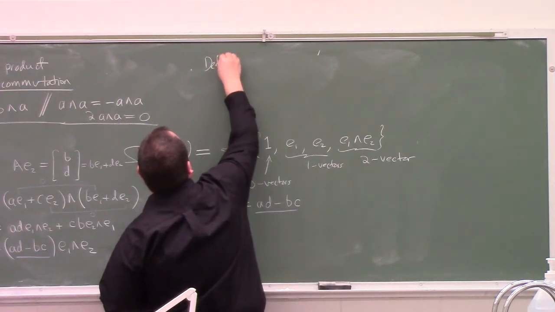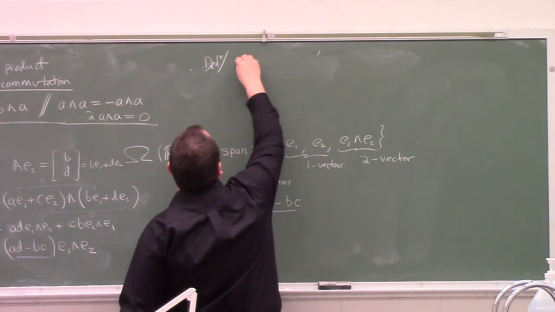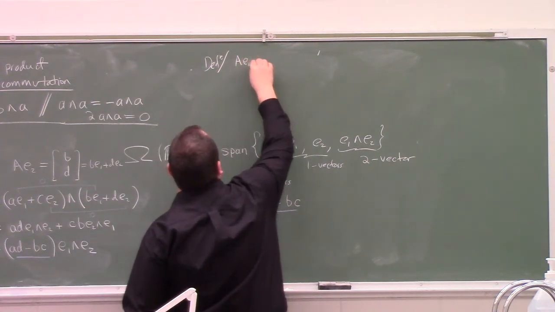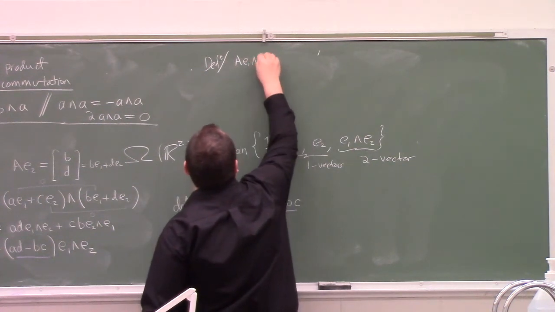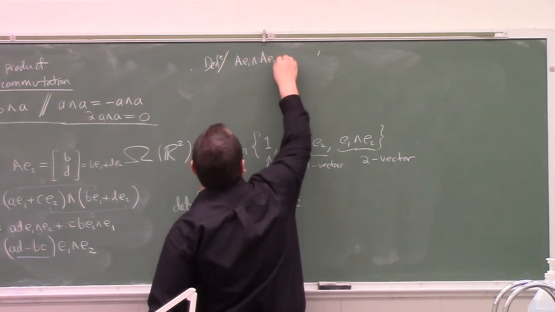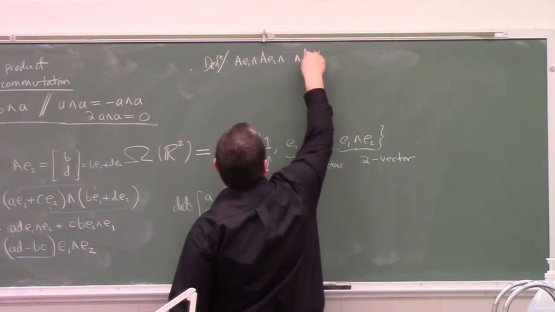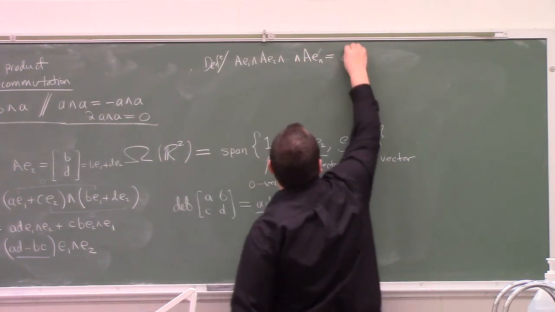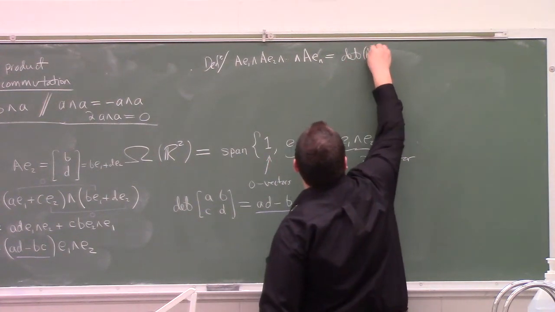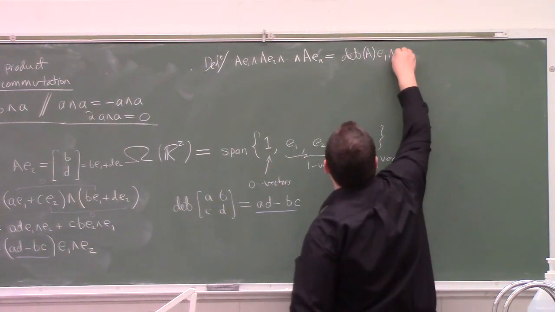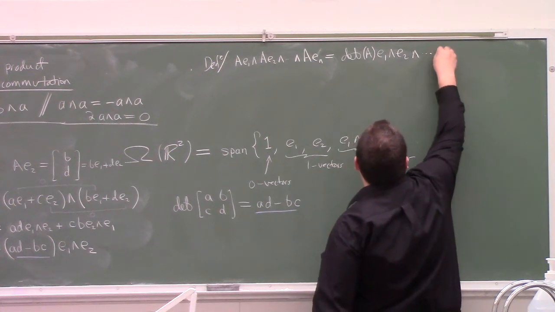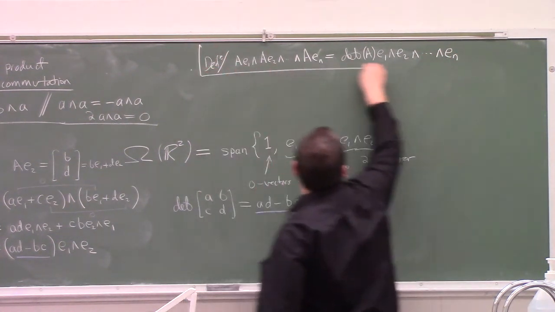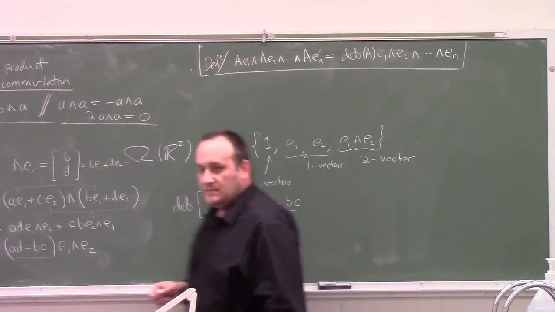Definition. It's a theorem. I mean, it depends on where you start. A E1 wedge A E2 wedge, and so on, wedge A EN is equal to the determinant of A times E1 wedge E2 wedge EN. So in this sense, the wedge product and the determinant are linked.